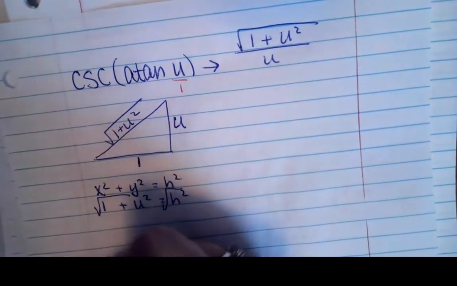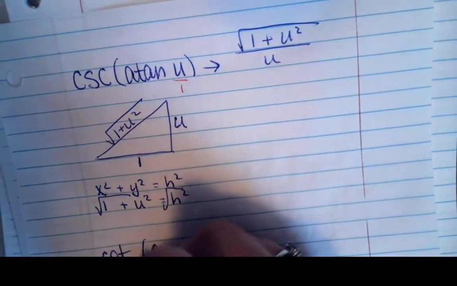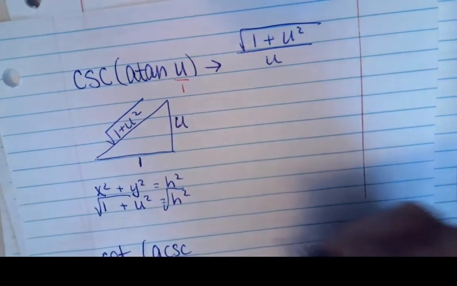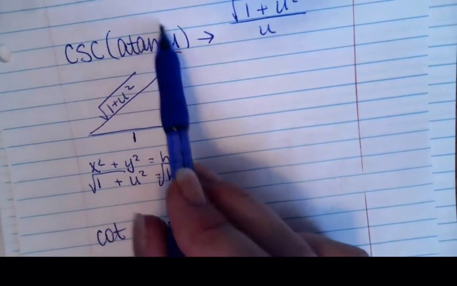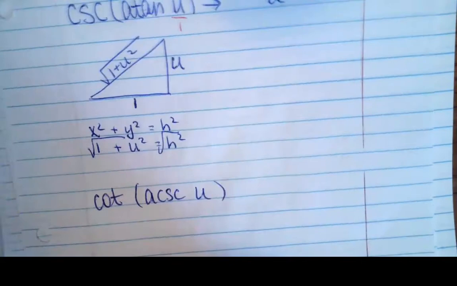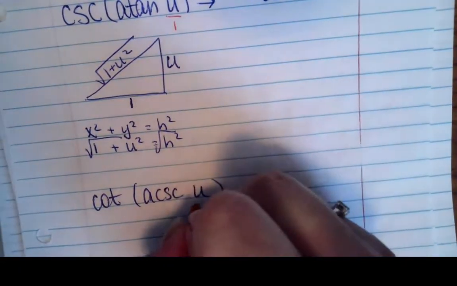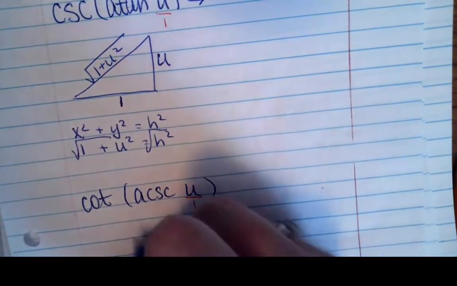We have the cotangent of the arccosecant of u. Okay, so don't just dive on over here. We were told arctangent before, so this was u over 1, which is opposite over adjacent. This one is going to be the arccosecant. All right. So cosecant is hypotenuse over opposite. So building my triangle, we're going to do hypotenuse over opposite.